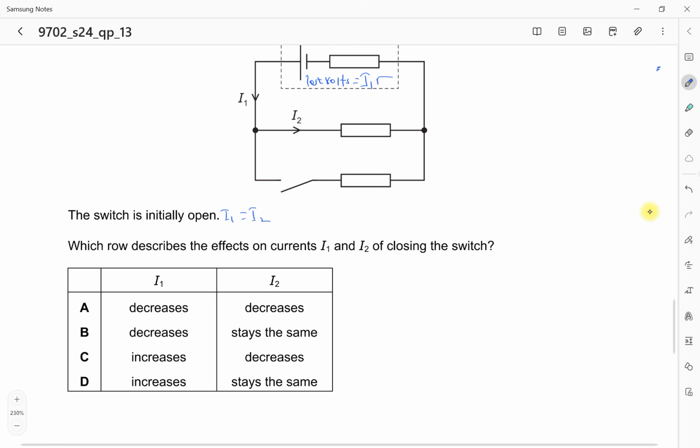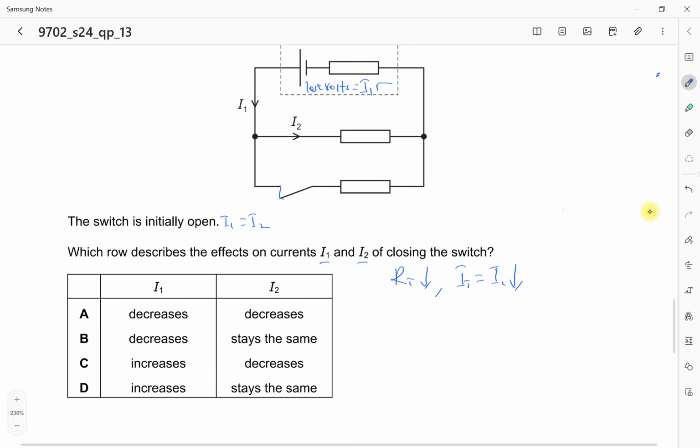Which law describes the effect on currents I1 and I2 of closing the switch? So if the switch is closed, these are going to be resistors in parallel, and total resistance of resistors in parallel is equal to a value smaller than the smallest resistor. So total resistance is going to be decreased. R total decreases, which means total current in the circuit, which is the same as I1, is going to decrease.